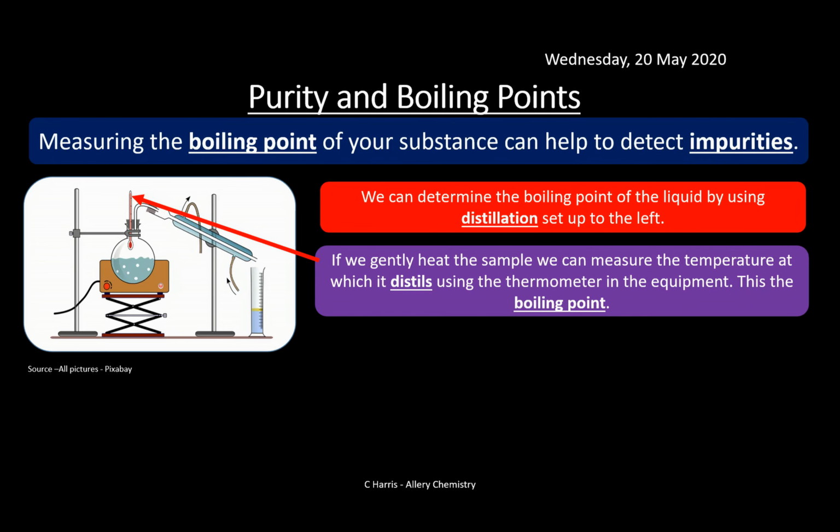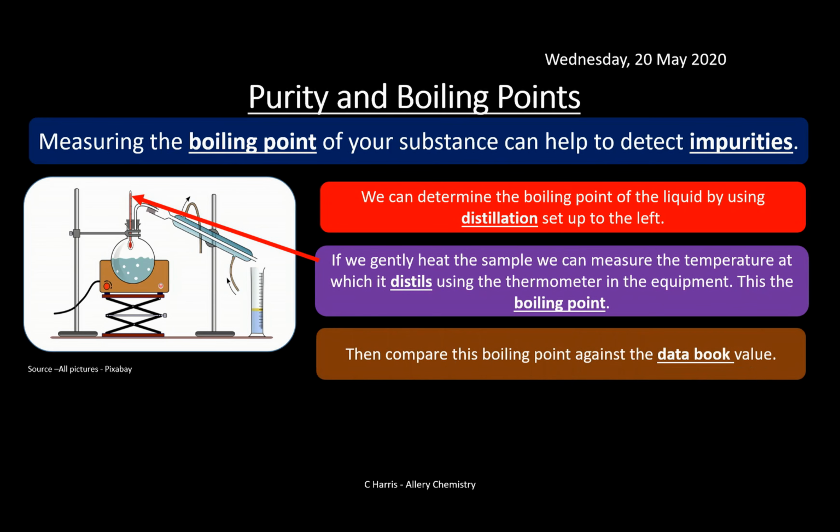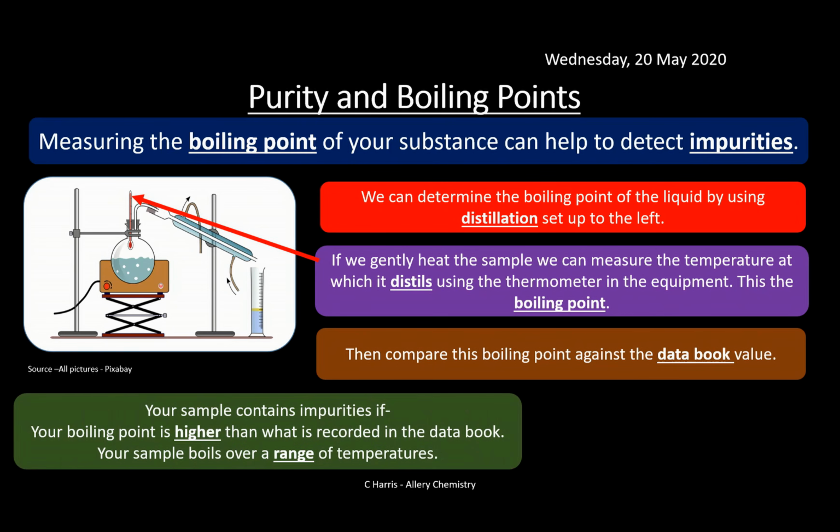Okay, so we want to measure very carefully, when does that substance start to boil? When does it start to evaporate? And then what we're going to do is take that boiling point value and compare it against the data book value of the product. Obviously, we know the product that we're making, so we can compare that against the data book. Now, your sample will contain impurities if your boiling point is higher than what's recorded in the data book, but also it's about the range in which it boils.